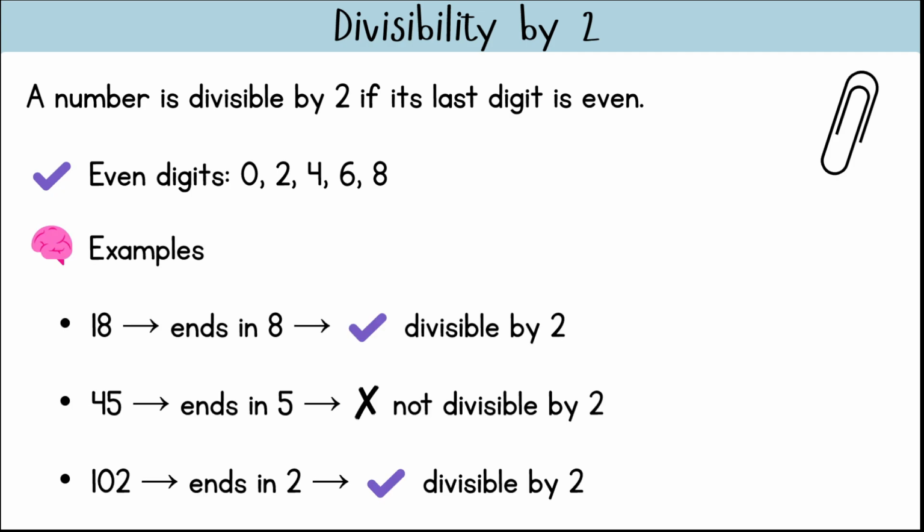Okay, so let's look at this example. The first one we have is 18. Because 18 ends in 8, which is an even number, it is divisible by 2. Then the second number we have here is 45. 45 ends in 5, which is not an even number, so therefore it is not divisible by 2. And then the last number we have here is 102. 102 ends in 2. So 2 is an even number, therefore 102 is divisible by 2.